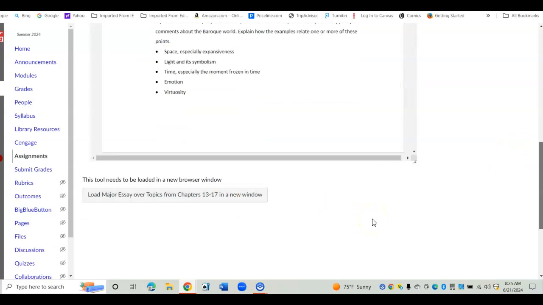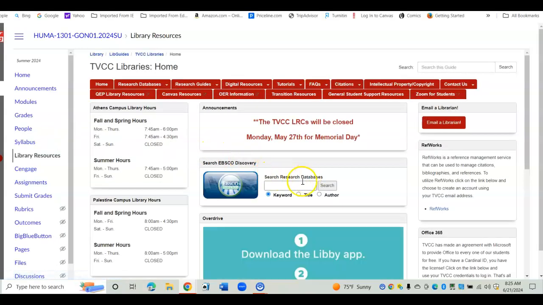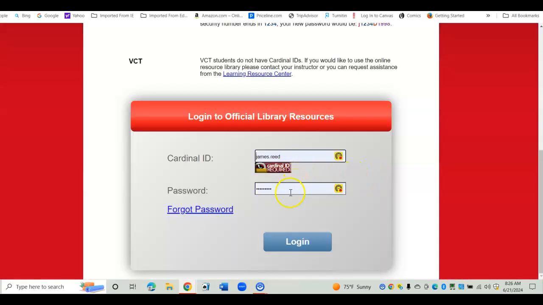So I hope that all is going well. If you need to look for additional material beyond the textbook, the library resources are an excellent source to look at. If you go to the EBSCO Discovery, if you put in, for instance, the topic of Venetian School of Music, and search, you'll be asked to log in. It's the same login you use for Canvas.